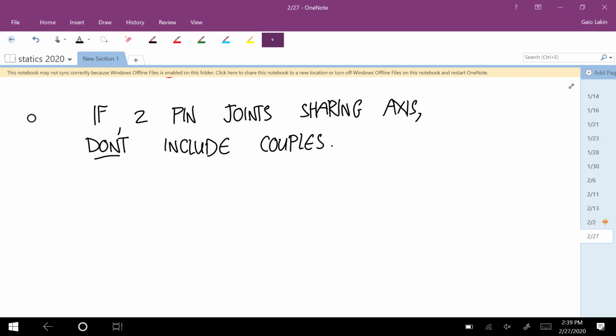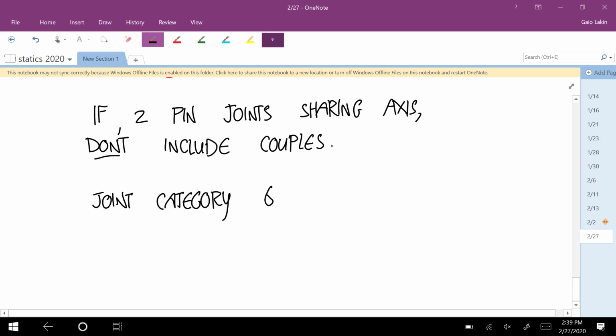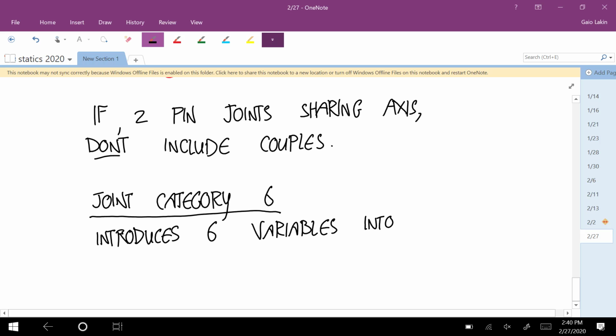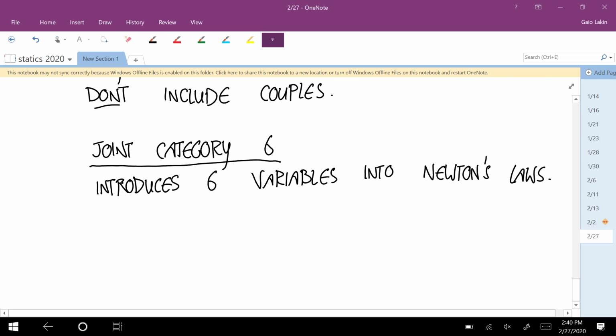So now that was joint category 5, and now we're on 6. So joint category 6. This introduces 6 variables into Newton's laws. And the only joint like this is a fixed joint. Sometimes it's called a weld joint.